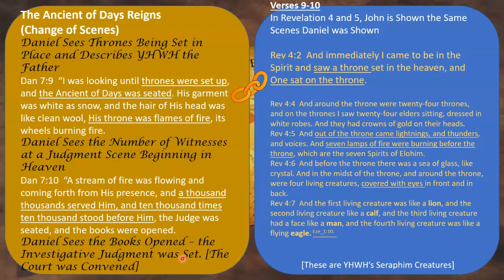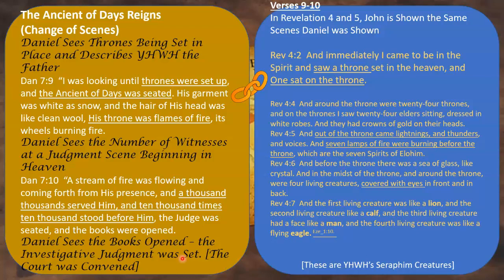The court was convened. Now just make note about his garment was white as snow, and the hair of his head was like clean wool. His throne was flames of fire, and the throne also had wheels. His throne was flames of fire, its wheels burning fire. So this is that heavenly scene. And in verse 10, it said, a stream of fire was flowing and coming forth from his presence.